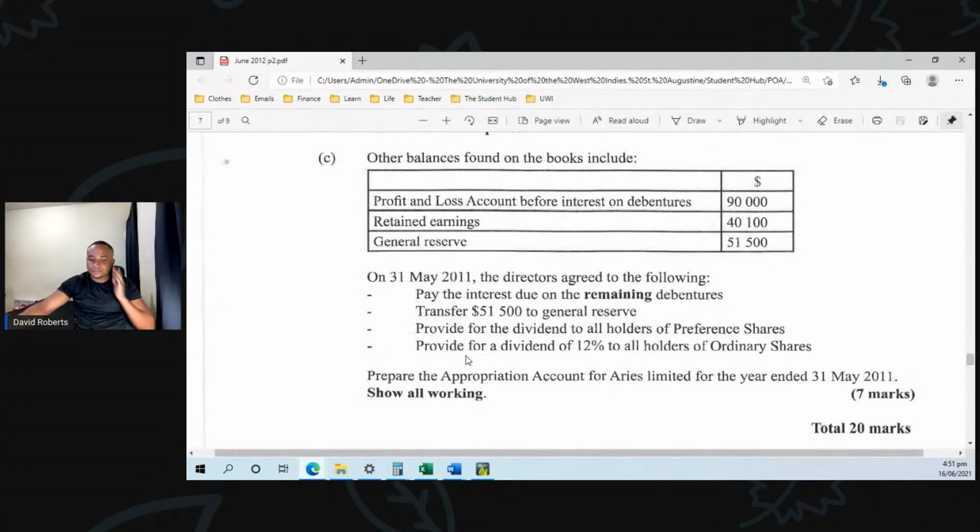Now we have to move on. Provide for a dividend of 12% to all holders of ordinary shares.